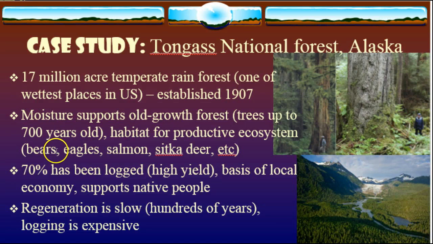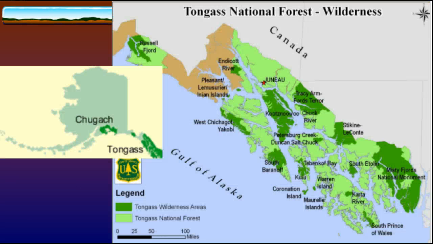This is a climax community, so we have a very productive ecosystem here, and a lot of these organisms depend on it, and we in turn depend on them. A lot of the native tribes traditionally eat the salmon and the Sitka deer that live here, so they're very dependent. 70% of this forest has been logged because these old growth trees provide a very high yield of wood and other things, and it's very much the basis of the local economy. The problem is it's very slow to regenerate because the trees are hundreds of years old, and the logging operations are also very expensive in this area.